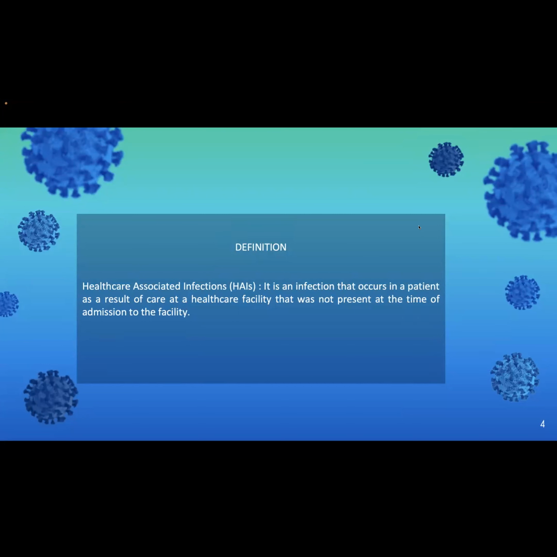It is an infection that occurs in a patient as a result of care at the healthcare facility that was not present at the time of admission to the facility. And this also leads to considerable morbidity. It is referred to as an infectious disease that occurs within 48 hours of hospital admission, so within 3 days, or within 13 days after discharge, after having received healthcare.